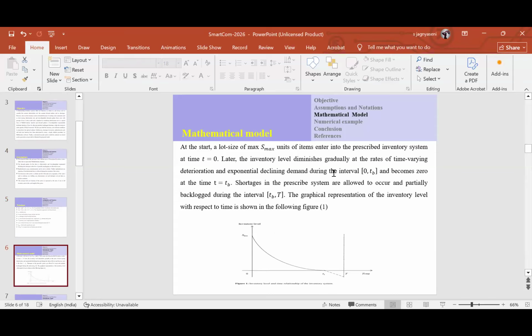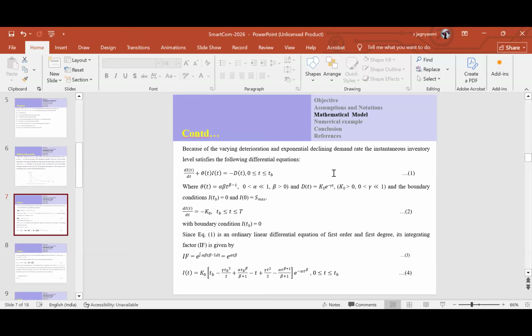Then is the mathematical model. At the start, a load size of S max units of items enter into the prescribed inventory system at the initial time t equal to 0. Later, the inventory level diminishes gradually at the rates of time-varying deterioration and exponentially declining demand during the interval 0 to tb and becomes 0 at the time t equal to tb. That is the graph of this initial work.